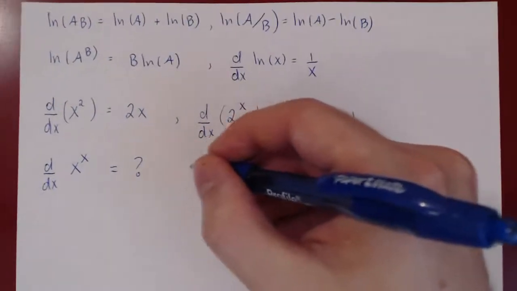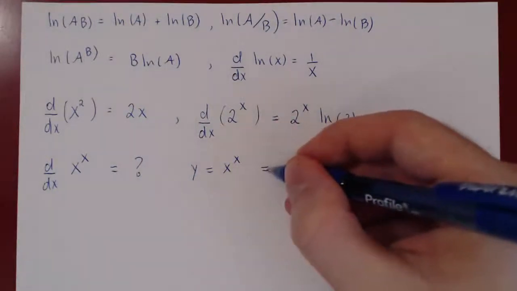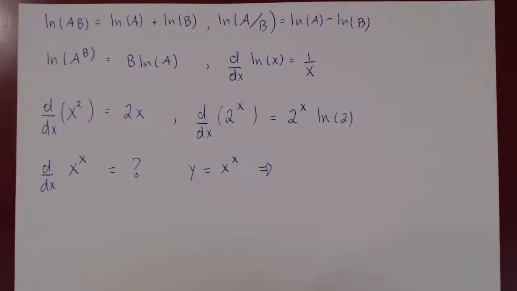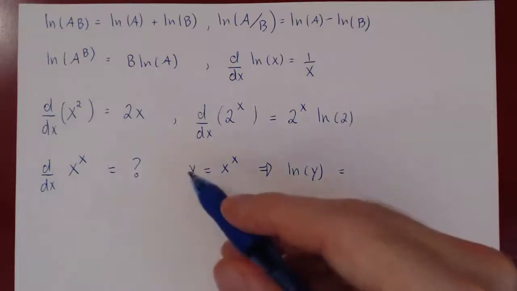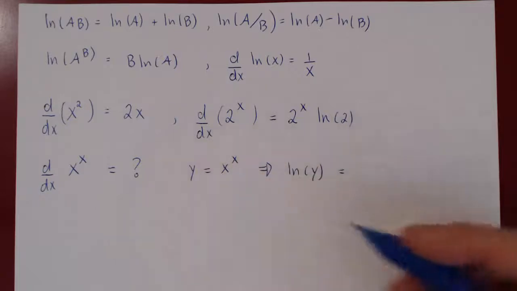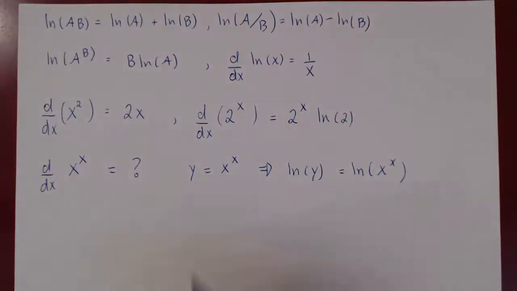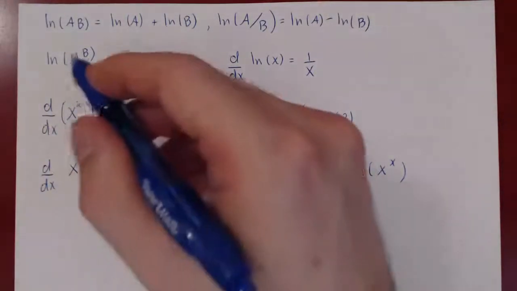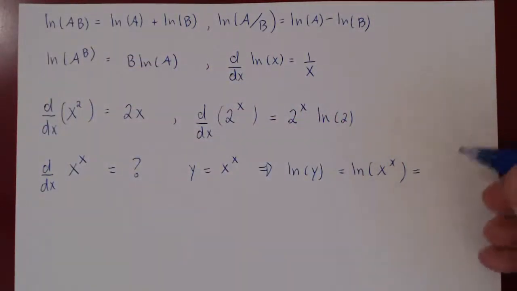Our function is y equals x to the x. Well, the two sides are equal, so we can take the ln of both sides. So the ln of y equals, well, we can now replace y inside the ln by x to the x, because y is equal to x to the x. So ln of y equals ln of x to the x. And now we can use the third property of logarithmic functions. We can pull the exponent outside of the ln. So ln of x to the x is quite simply, moving x outside, x times ln of x.